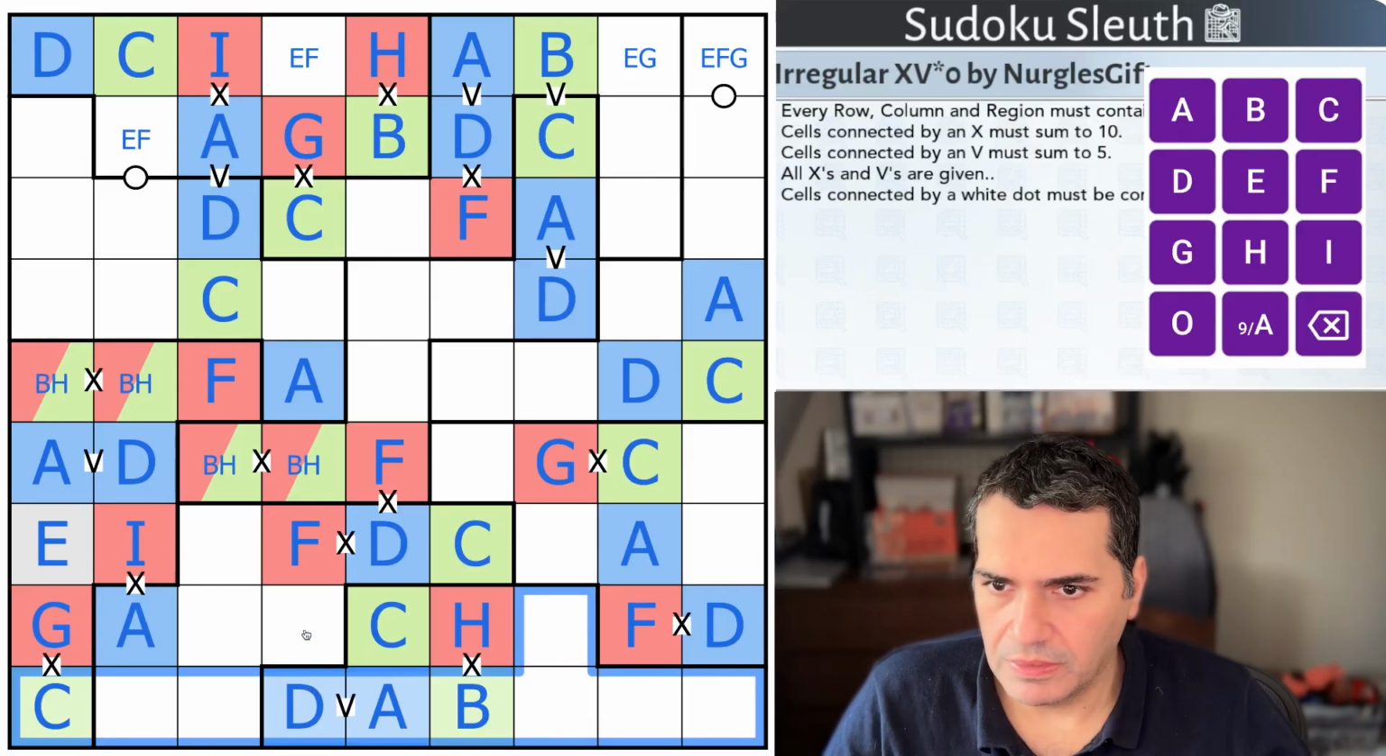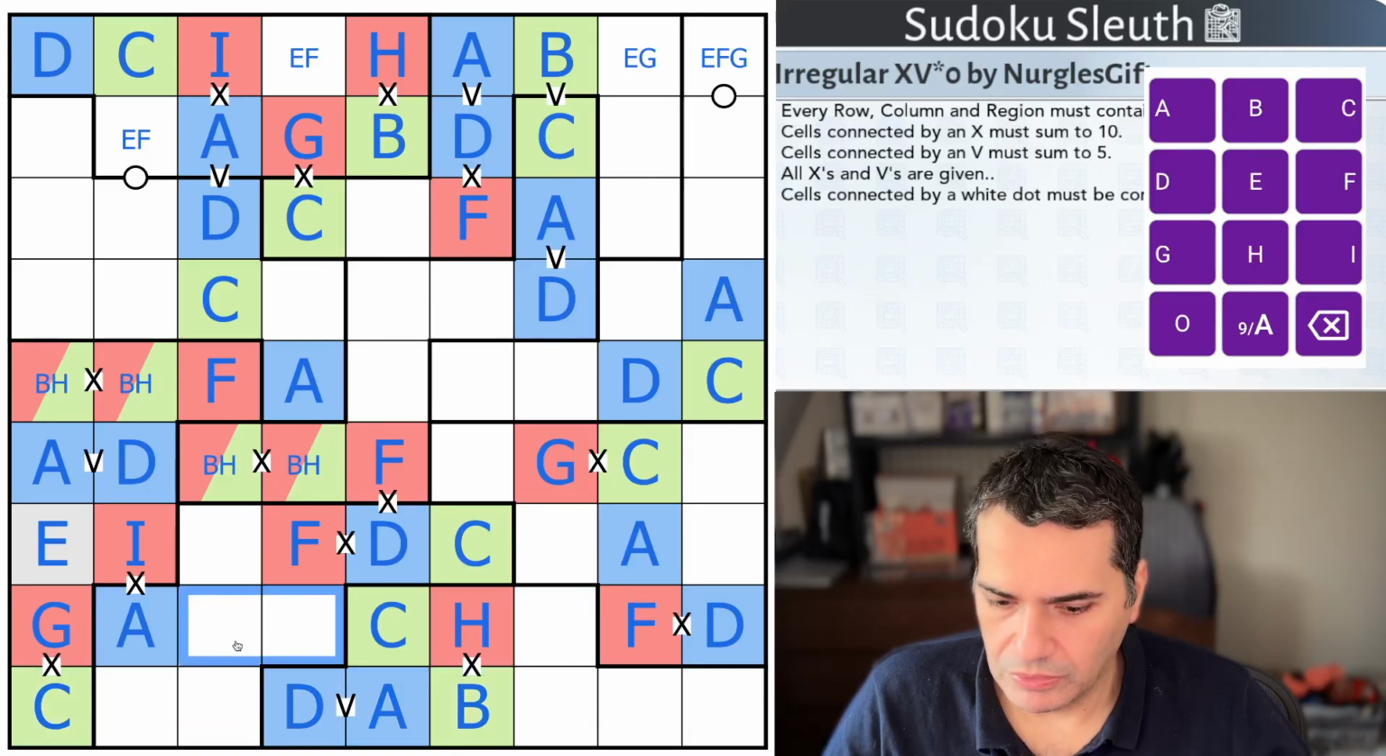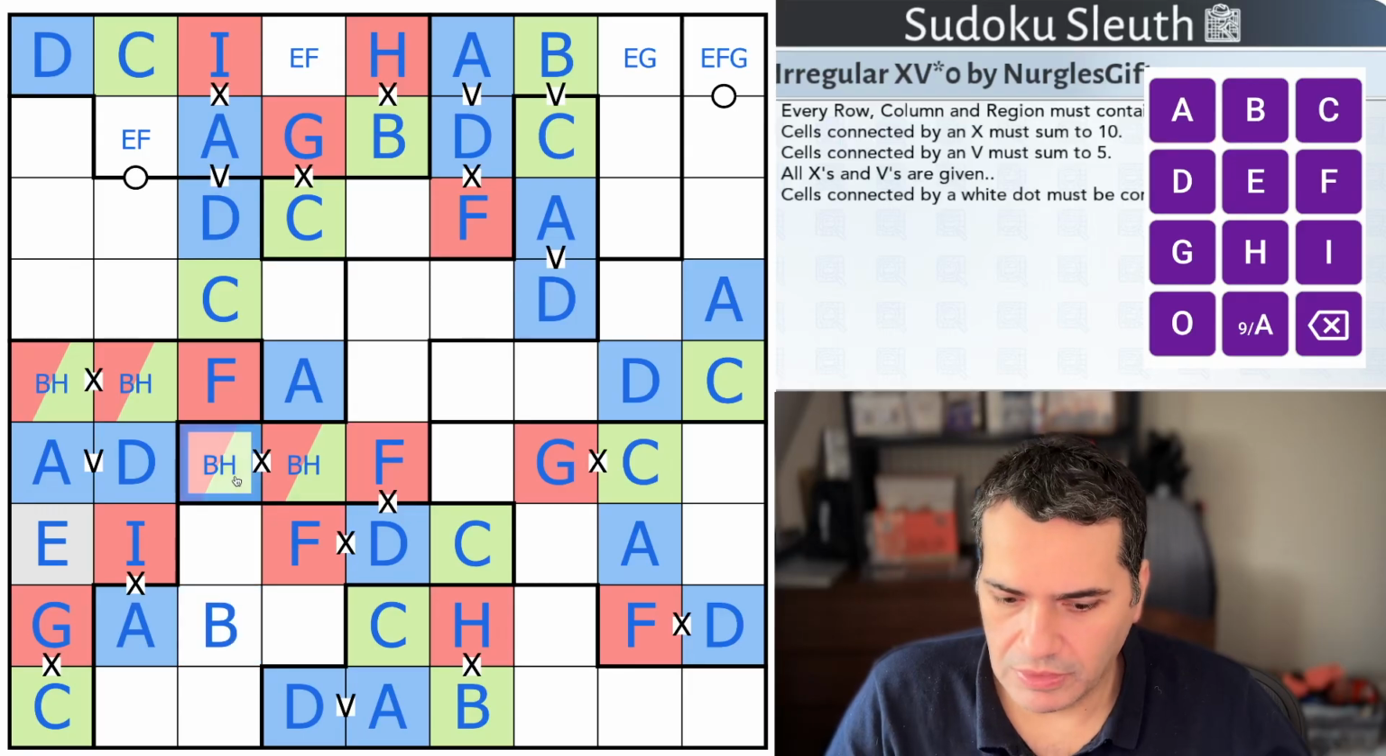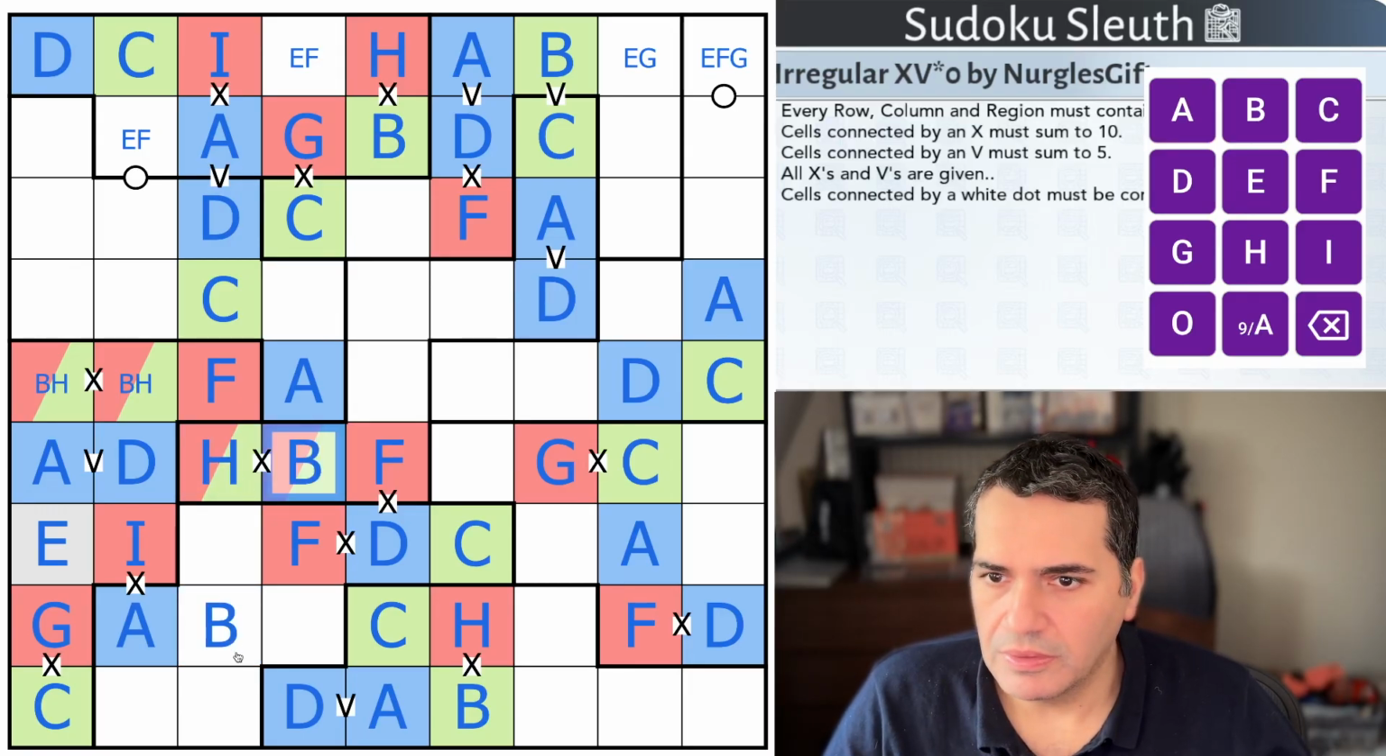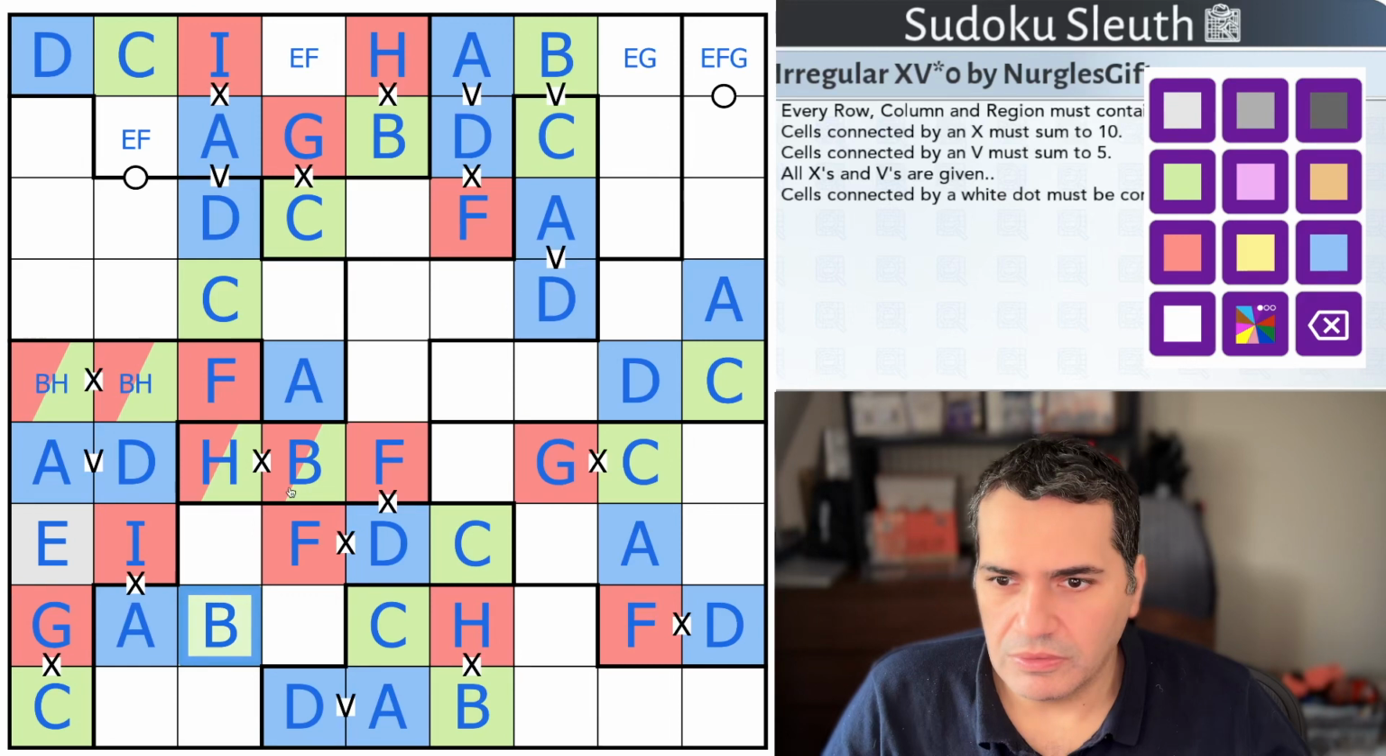Right. B can't be there. It has to be one of these two cells. Can't be next to the C. That's B. That's H. That's B. Lovely.